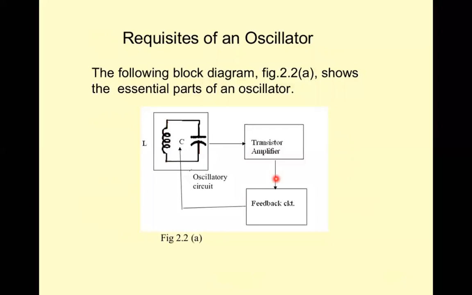See here, the block diagram of an oscillator. Here we can see that this is a transistor amplifier. The output of the transistor is given to a feedback circuit. From the feedback, it is given to the oscillator. If it is an LC resonant circuit, then from the oscillator circuit, it will go to the transistor amplifier. So this is a block diagram with respect to an LC resonant circuit, not RC.